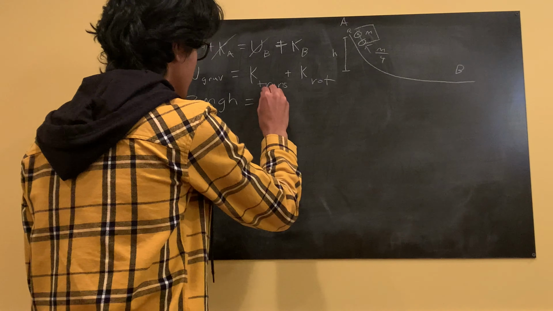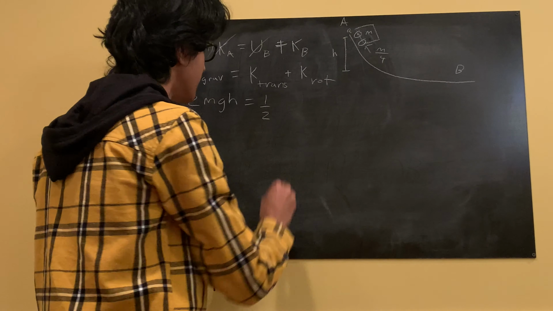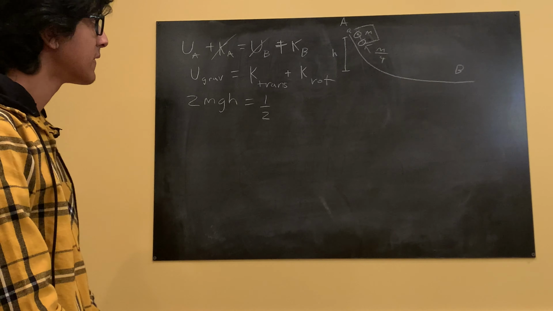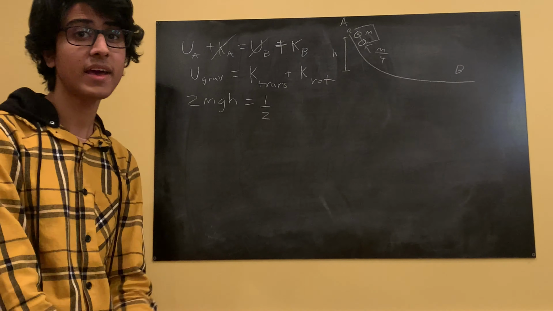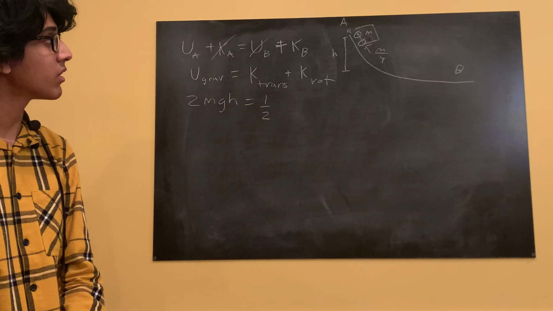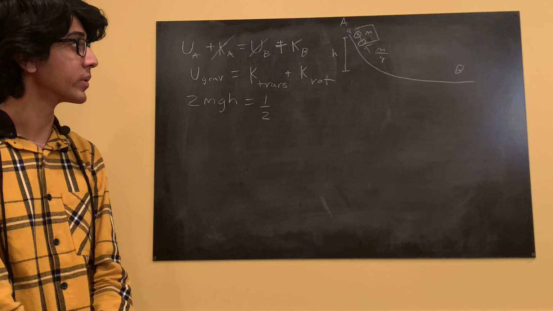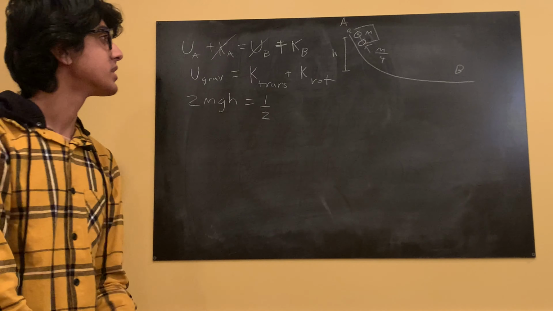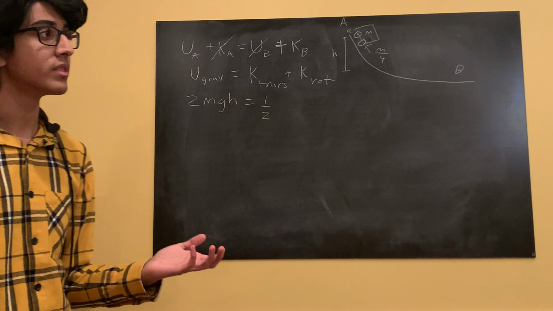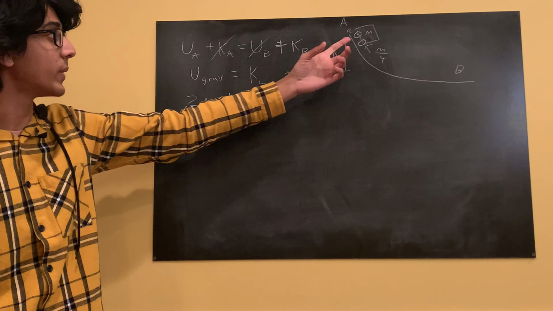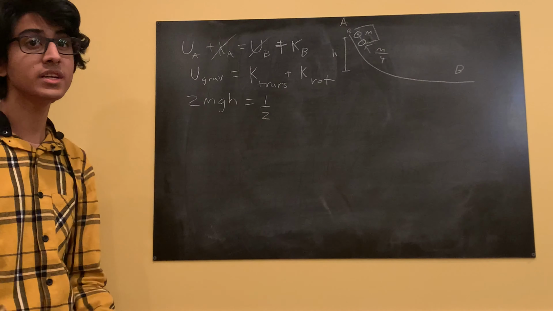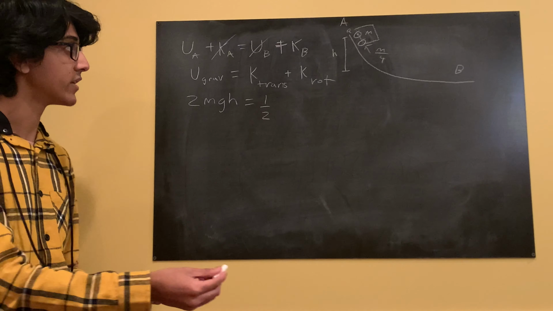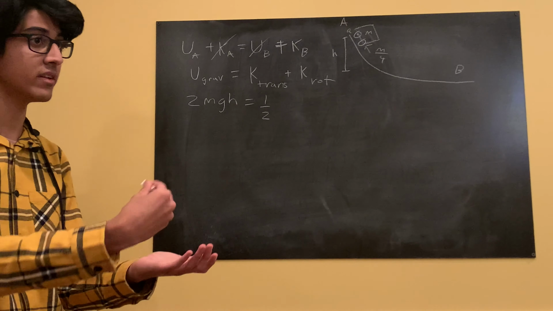So we do 1/2, and what would our m be? Is it just the box that has translational kinetic energy, or is it everything, including the wheels? So it's going to be everything, including the wheels, because the wheels are special because they have both types of kinetic energy. It has the rotational and it has the translational, so it's moving and it's rotating.